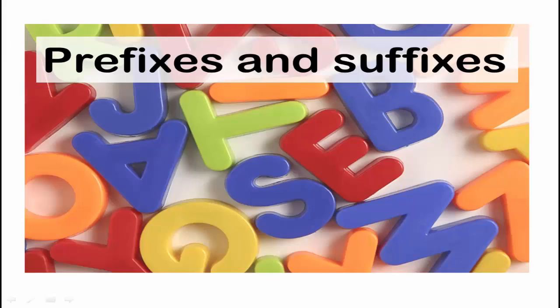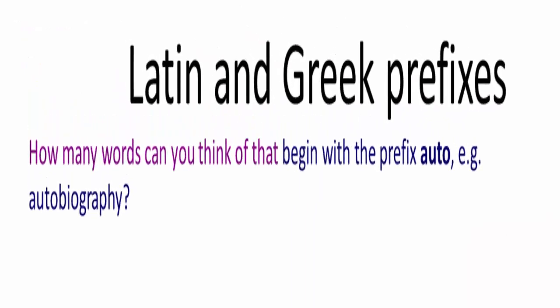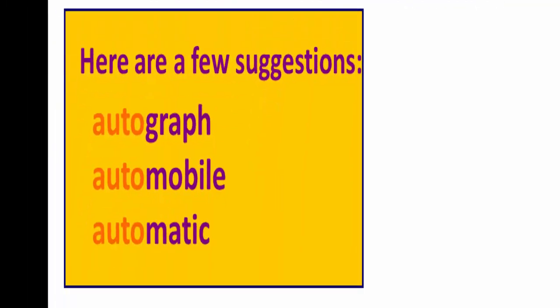Now we start with some exercises about prefixes and suffixes. We start with some Latin and Greek prefixes. How many words can you think of that begin with the prefix auto, for example? Yeah, autobiography. What else? You're right. And here are a few suggestions. Autograph, automobile, and automatic.